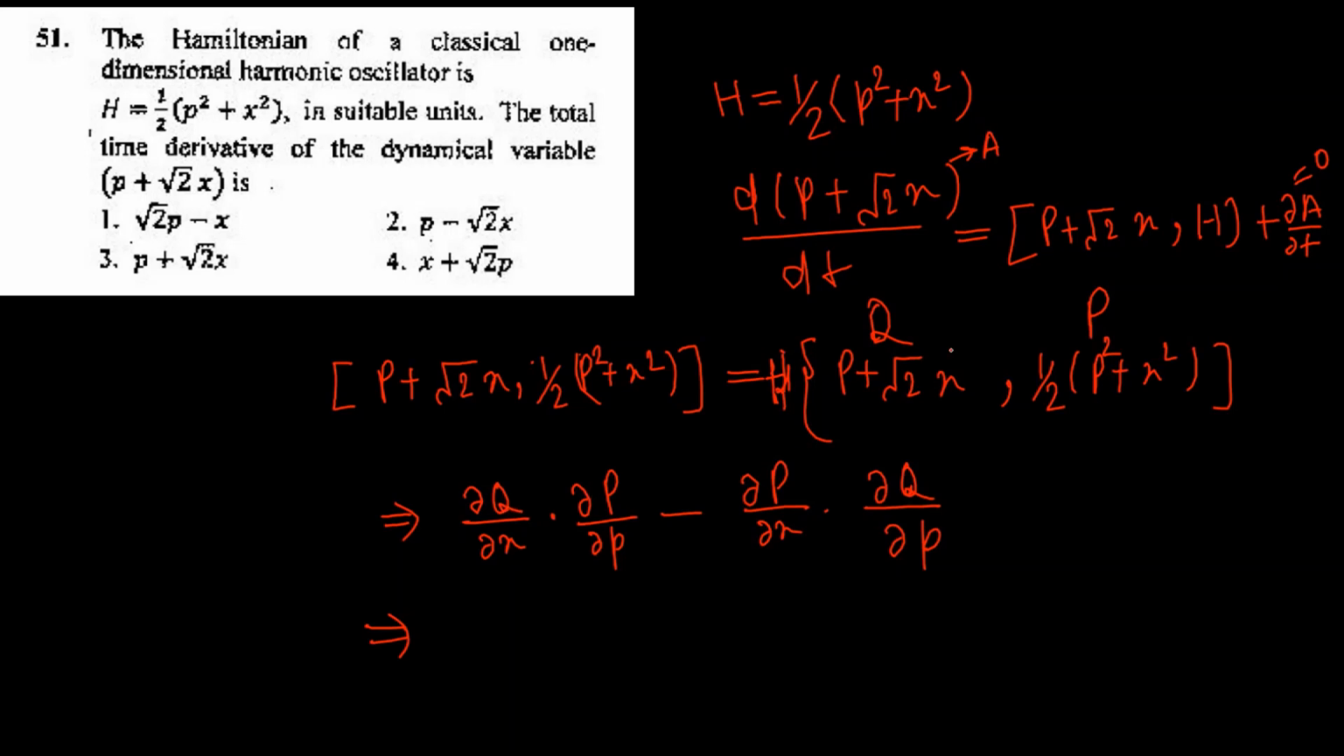If you differentiate q with respect to x, you will get under root 2. If you differentiate p with respect to p, then you will get only p. Minus del p over del x, which will be x, into del q over del p. So del q over del p you will get 1 only. So the answer will be under root 2 p minus x. So option 1 will be correct.